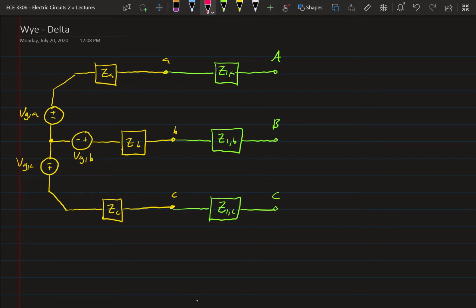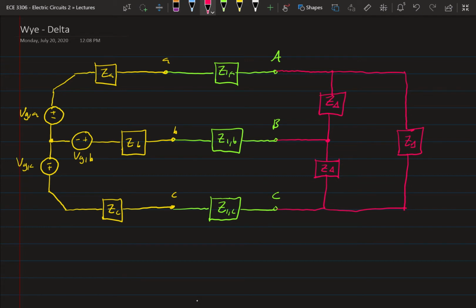Now we've got a delta connected load. So the way that's going to look is like this. There's a line that connects A to B that has impedance Z delta. There's a line that connects B to C with impedance Z delta. And then there's a line that connects C to A, also with impedance Z delta. So there we go. It's set up like this.